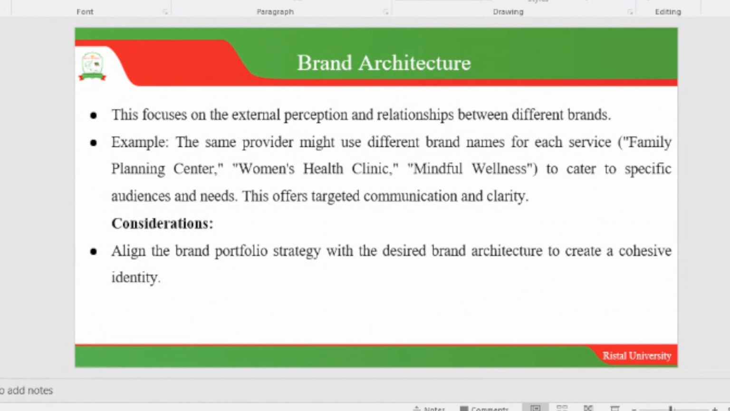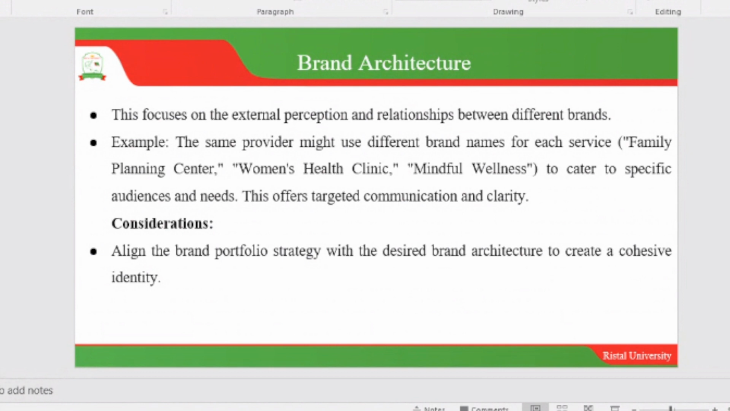They have a different brand name, probably for a service provider who is offering a supermarket. Then they will say Total Supermarket. Then where there is a restaurant, they can have a cafe, they can have a coffee shop. So all those are under one service provider, but they are having different brand names.